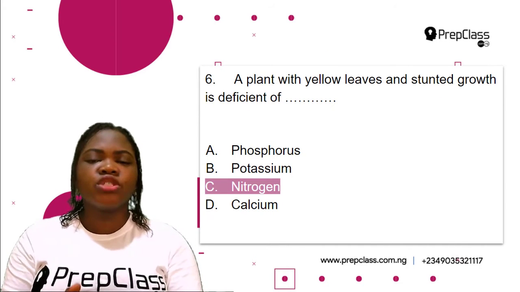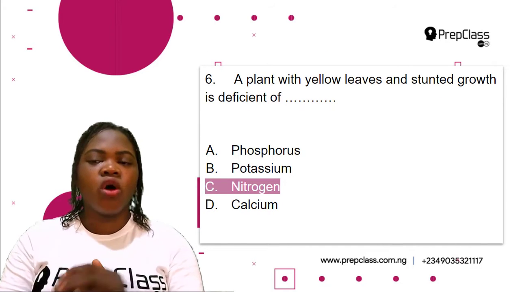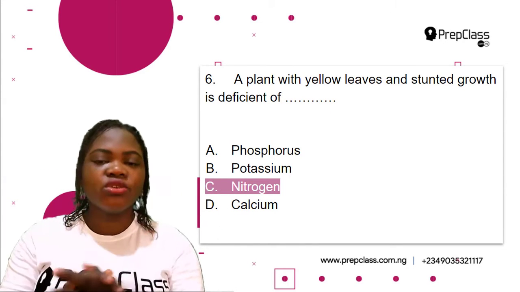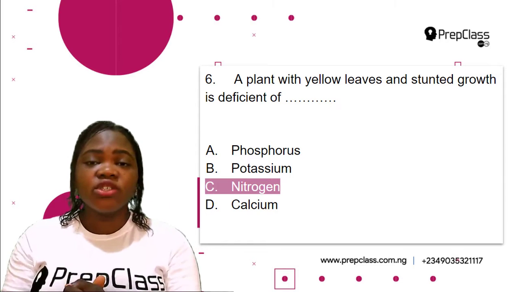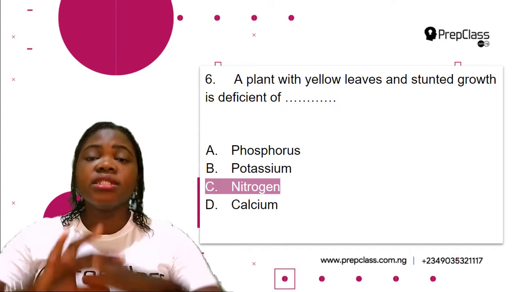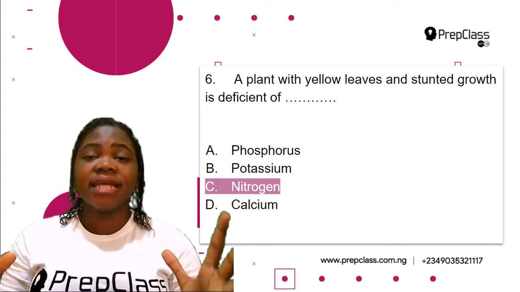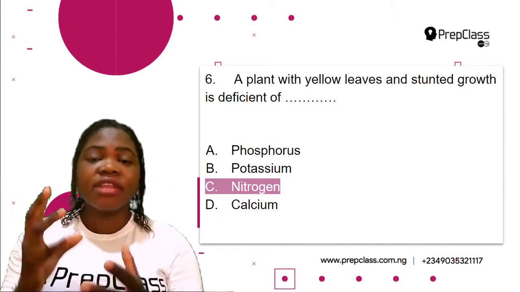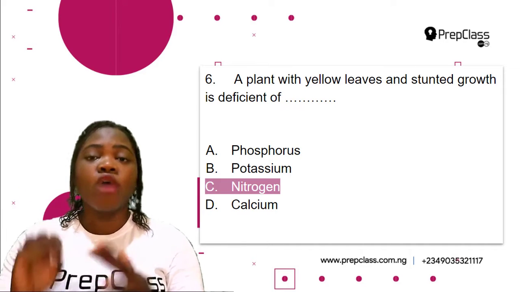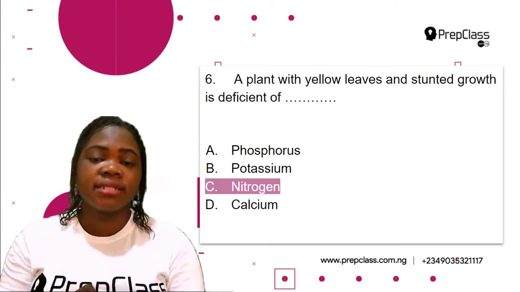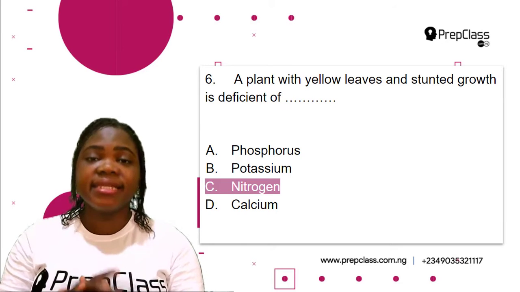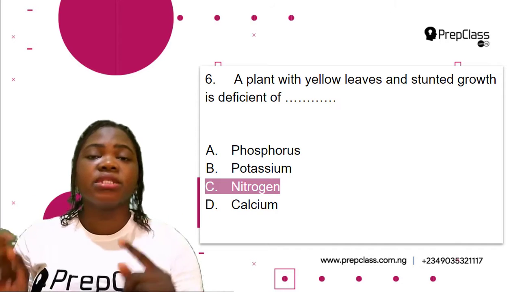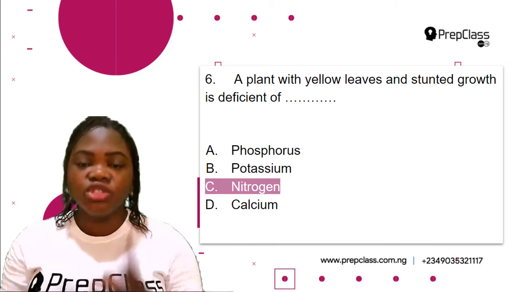So of all these options, which one has the symptoms of the plant turning yellow and the plant having stunted growth? It is nitrogen. The symptoms of nitrogen deficiency in plants include chlorosis of the entire plant, that is, the entire plant turns yellow, and then there is stunted growth. So the correct option here is C, nitrogen. A plant with yellow leaves and stunted growth is deficient of nitrogen.